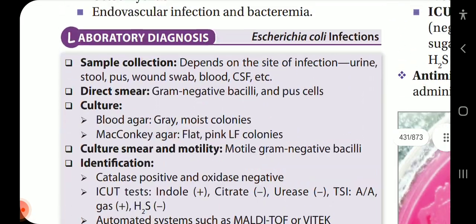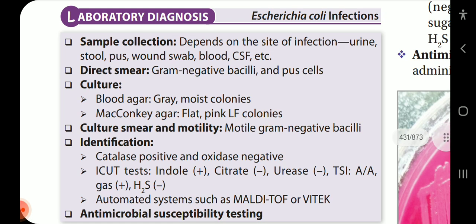Now comes the lab diagnosis of E. coli infections. Sample collection depends on the site of infection: urine, stool, pus, wound swab, blood, CSF, etc. Direct smear shows gram-negative bacilli and pus cells. Culture: on blood agar, grey, moist colonies; on MacConkey agar, flat pink lactose fermenting colonies.